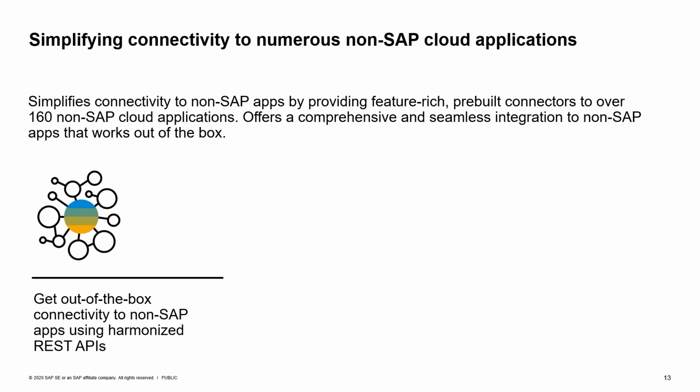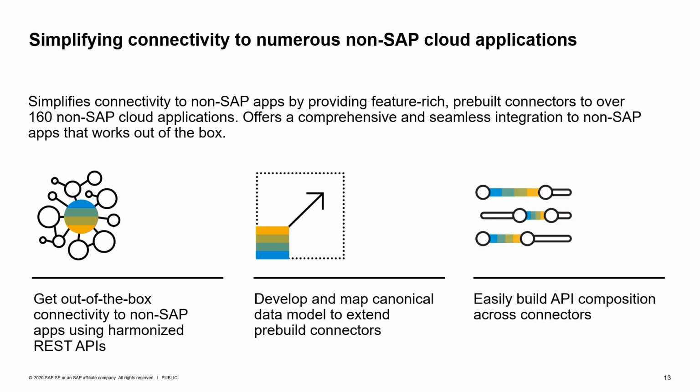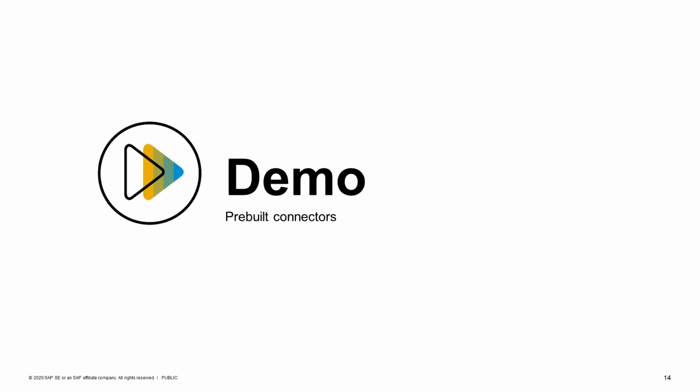How does Open Connectors simplify the integration to non-SAP applications? Open Connectors provides RESTful APIs and abstracts a lot of complexity. It also provides a framework, the common resources, where you can describe your own canonical data model that you can use in your applications or integration projects. And it also provides composition tooling to build API compositions across the different connectors if you're looking to connect various systems. This is where Open Connectors is helping. Let's go to our second demo.